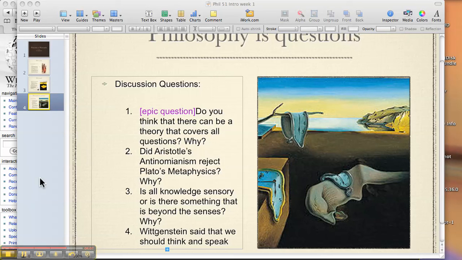Why or why not? The next question is: did Aristotle's antinomianism reject Plato's metaphysics? Why or why not? You'll know more about that when you go through the textbook. Is all knowledge sensory? Is it all something that we can touch? And should we always think and speak clearly? Number 4, should we always think and speak clearly? Or is there a certain clarity that comes in disclarity?